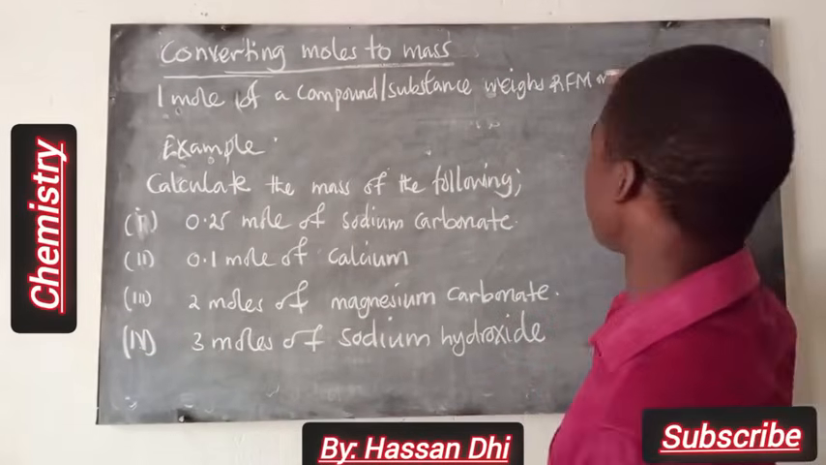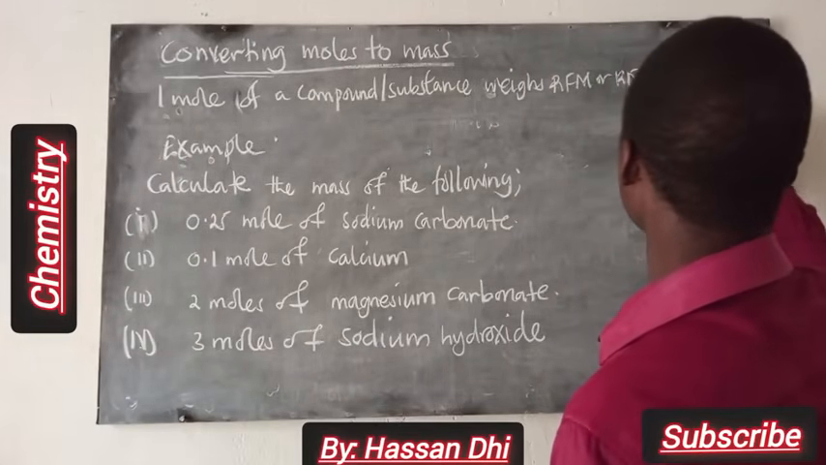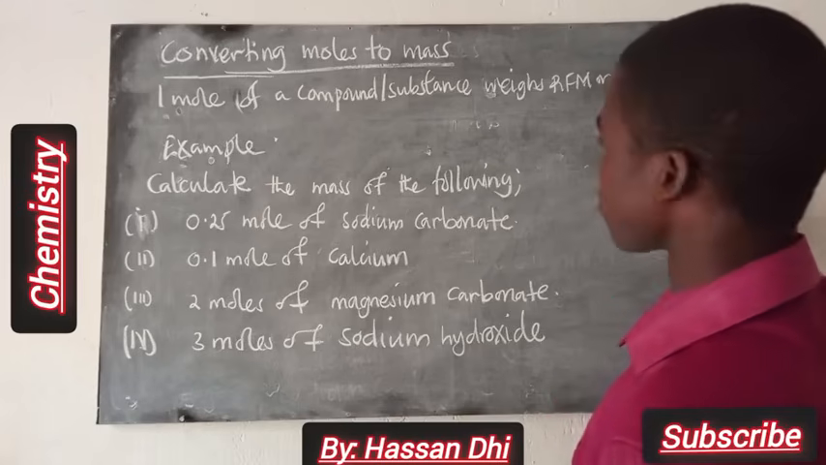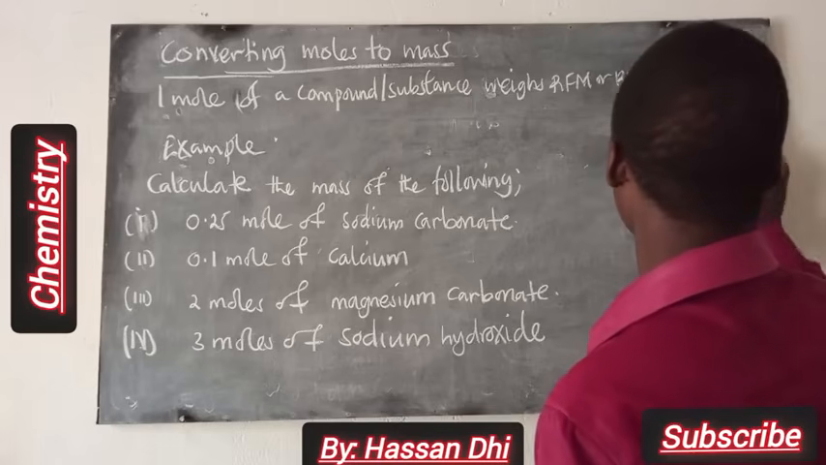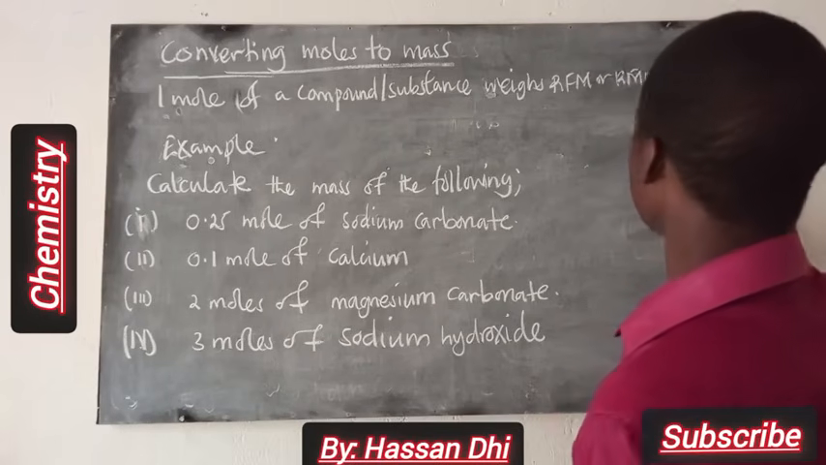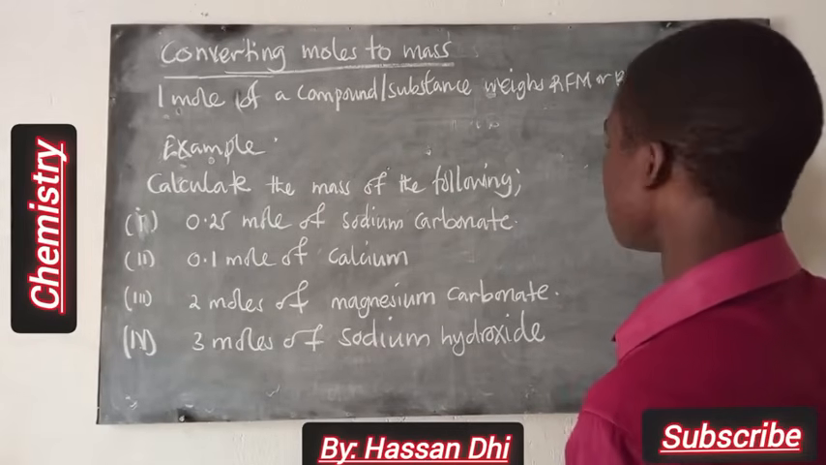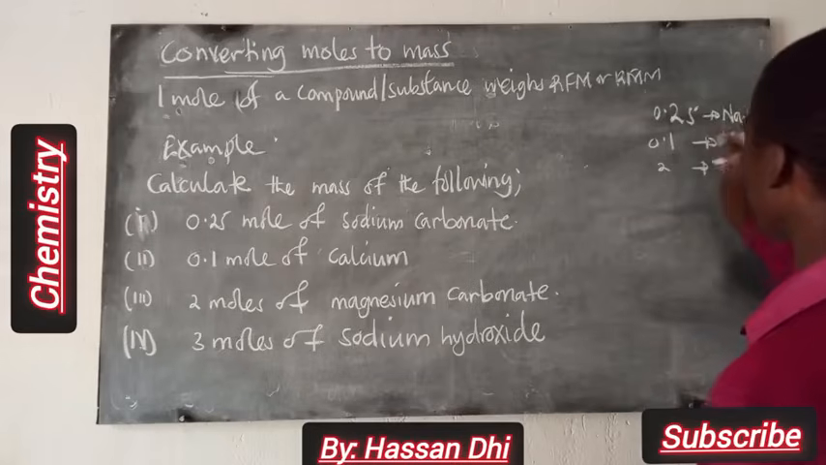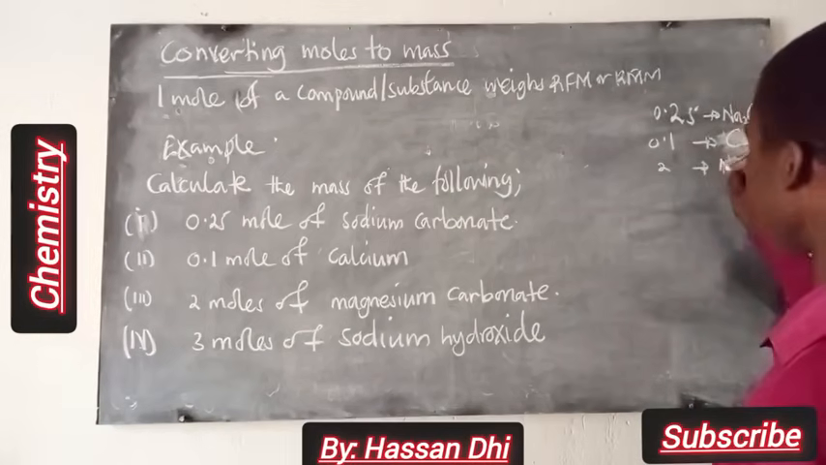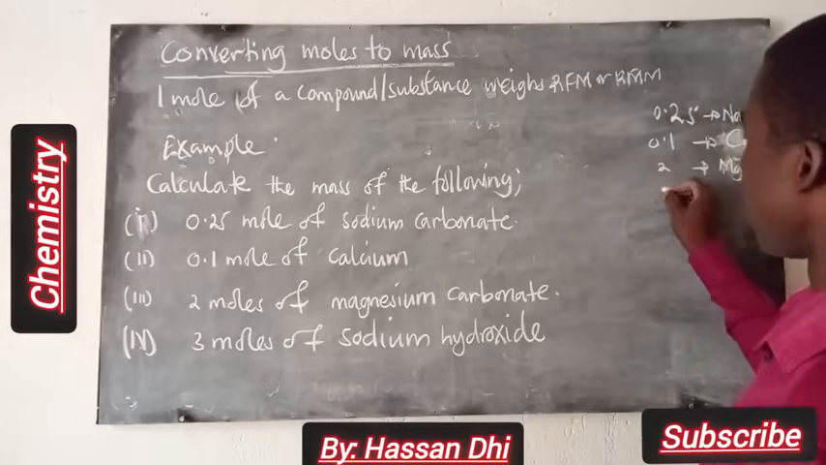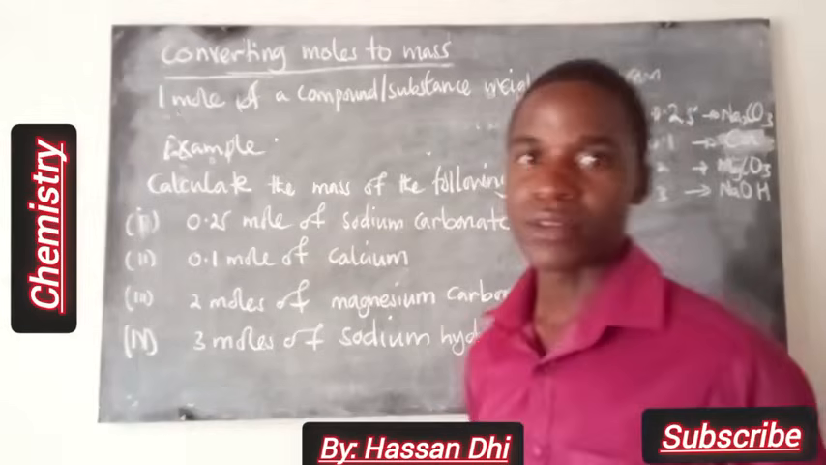So let me hope you finish writing this. We are talking about 0.25 moles of sodium carbonate, 0.1 moles of calcium, 2 moles of magnesium carbonate, and 3 moles of sodium hydroxide. Those are the ones that we are talking about as written here.